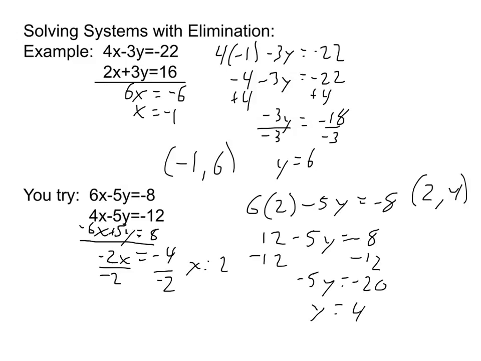Okay, I'll check that. 4 times 2 is 8. 5 times 4 is 20. 4 times 2 is 8. 8 minus 20 is negative 12. Check, check. There's your right answer.